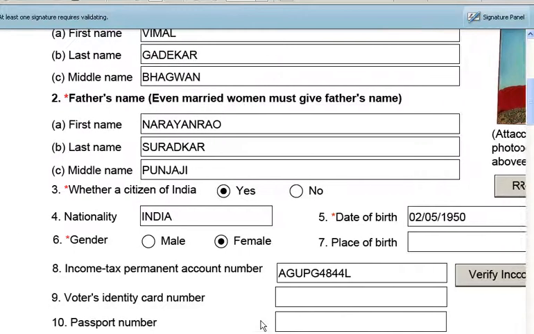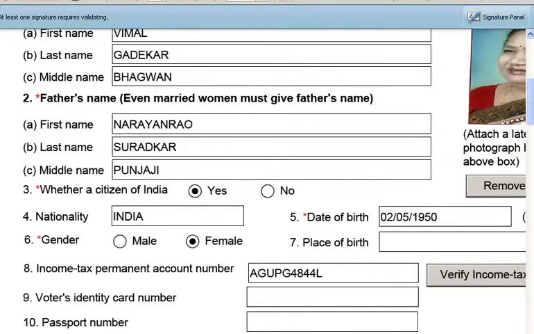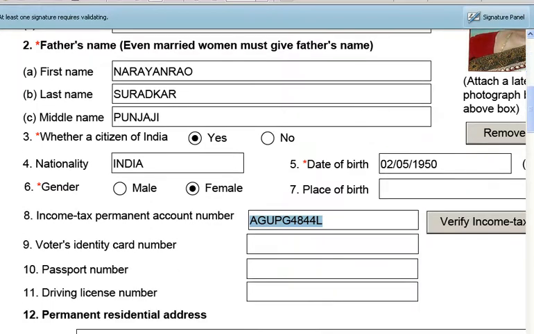After the place of birth, we need to write the income tax permanent account number. This number is only given to Indian nationals. Foreign nationals can also take this number, but it's compulsory only for Indian nationals.